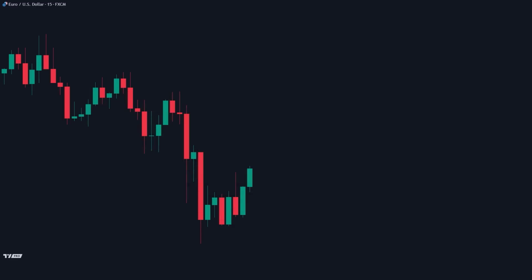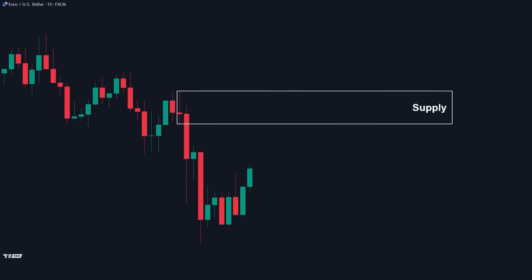Here we have a moving downtrend as the market continuously forms lower lows and lower highs. So, we want to trade with the dominant trend. The recent impulsive move has created an imbalance. So, we mark the candle that created the imbalance as our key supply area. Shrinking candles appear as the price approaches the key level, indicating momentum loss.